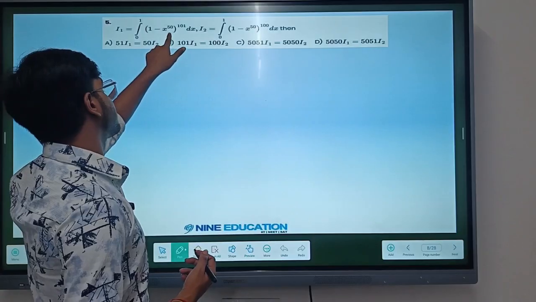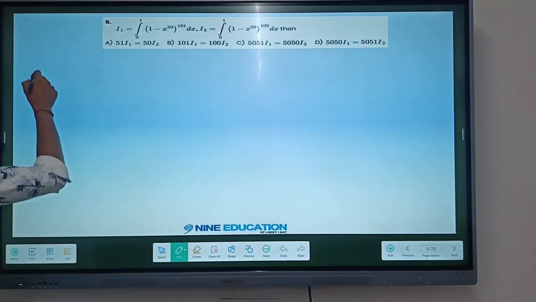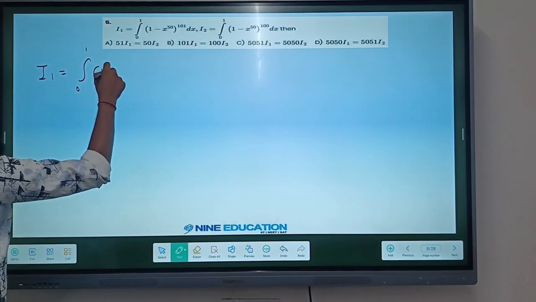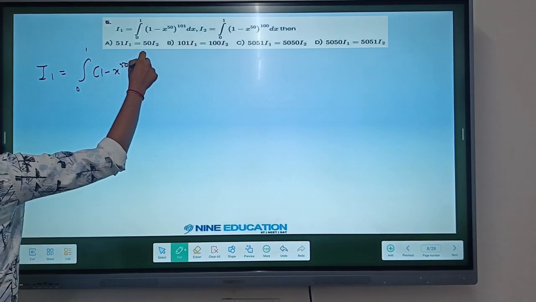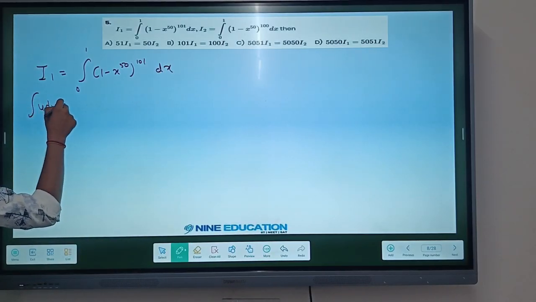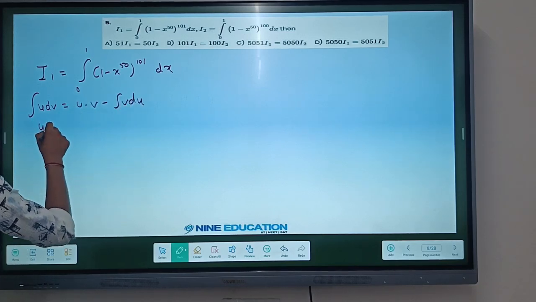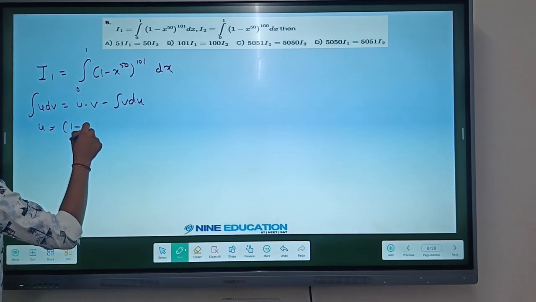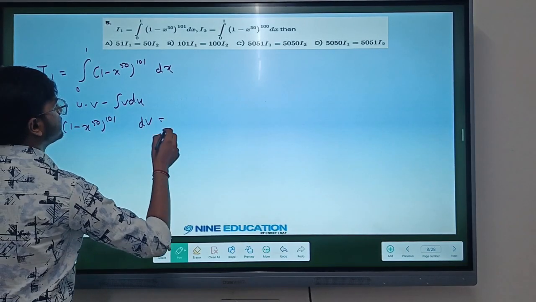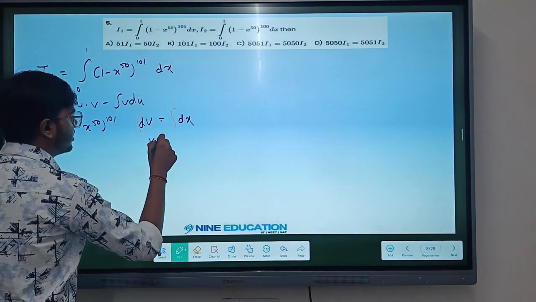I1 is the integral of (1 minus x^50)^101 and I2 is the integral from 0 to 1 of (1 minus x^50)^100. For this specific type of question, we will do integration by parts, that is, integration of u dv is equal to u into v minus integration of v du. Here I'll take u as whatever is given, (1 minus x^50)^101, and dv as what is remaining, just dx. So integration of dv, the v value, would be x.